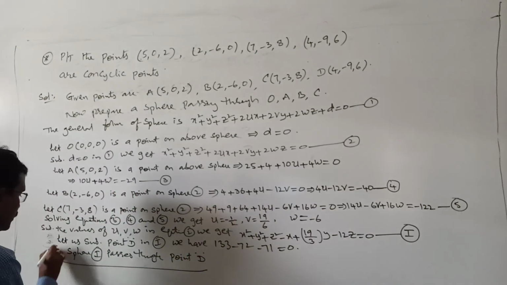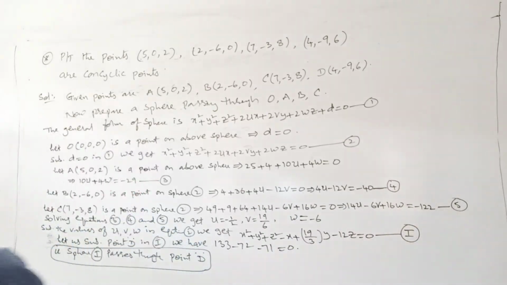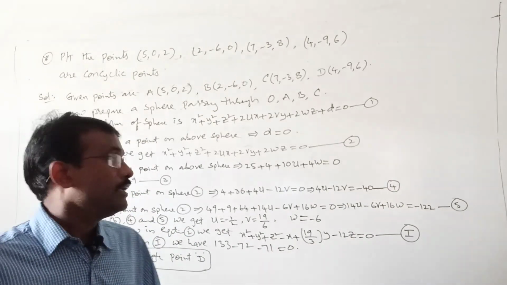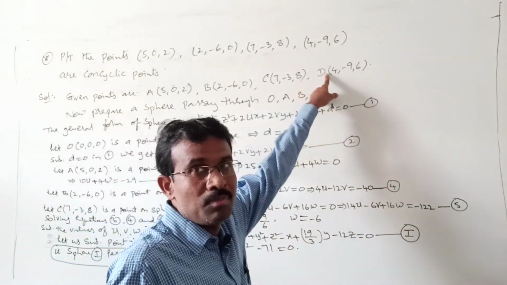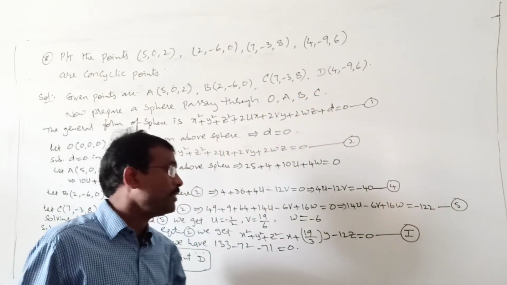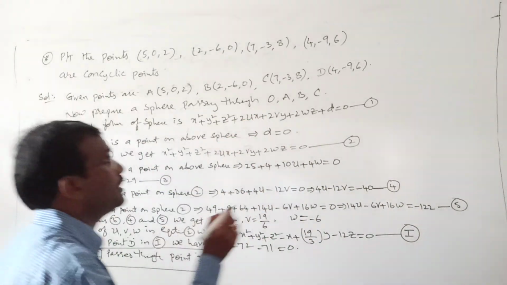Let us keep this one in mind. One condition is over. What is that? We define a sphere that passes through the points O, A, B, C, and that sphere passes through this point D, right? Next, let us define a plane passing through the points A, B, C.